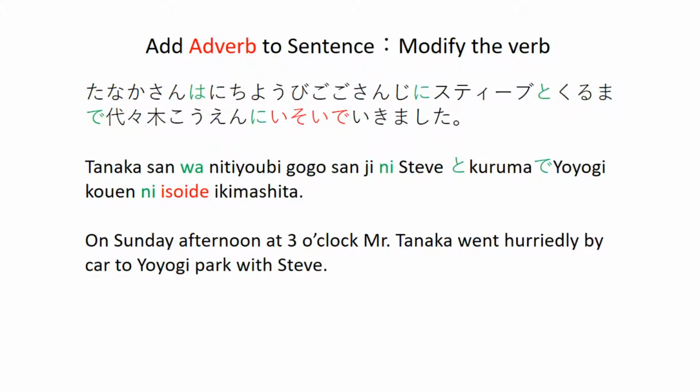Next, we're going to add an adverb to the sentence which modifies the verb. How did he go? Tanaka-san wa nichiyoubi gogo 3 ji ni Steve to kuruma de Yoyogi Koen ni isoide ikimashita. Isoide is the te form of the verb isogu, which means to hurry. In this case, it means quickly. I could have also used the adverb hayaku. So he went quickly. Typically, the adverb is placed directly before the verb.